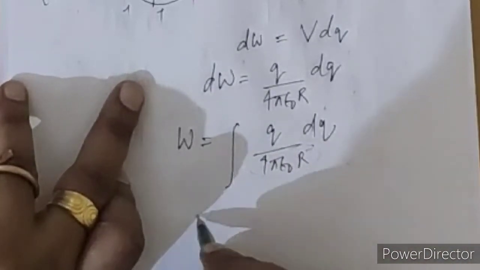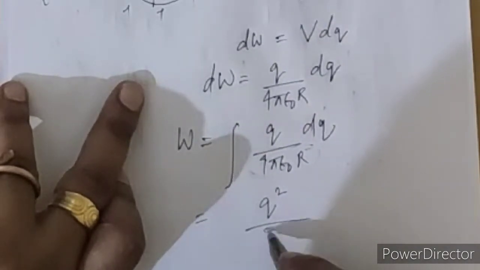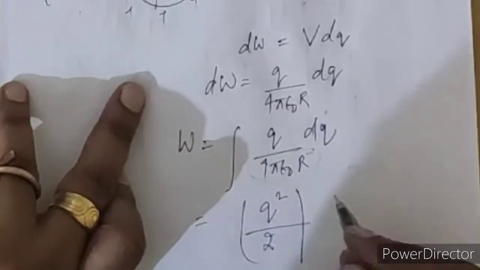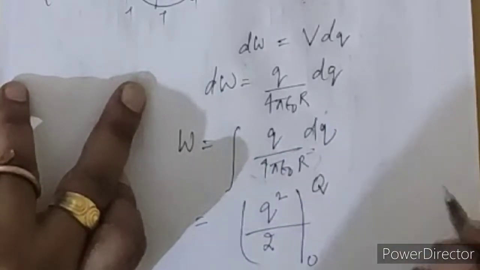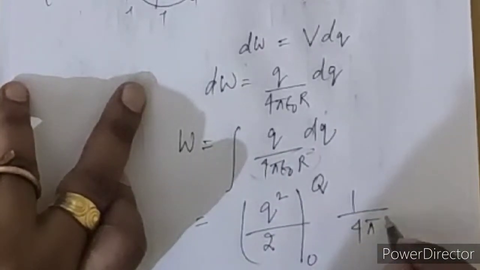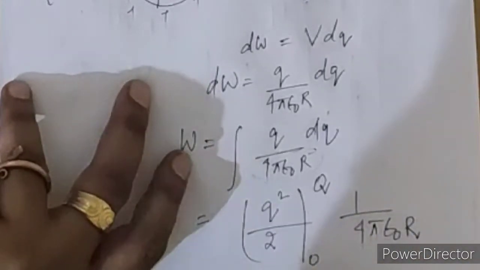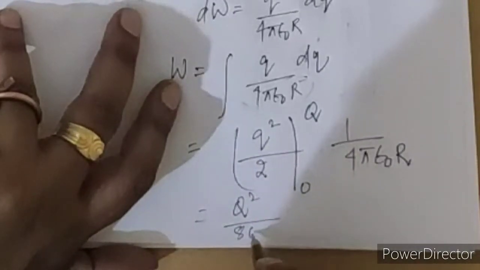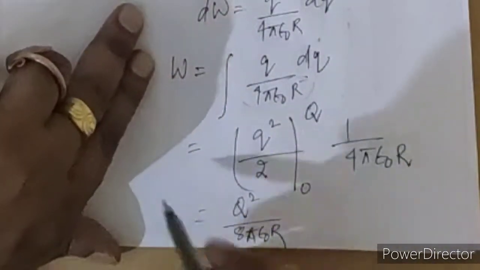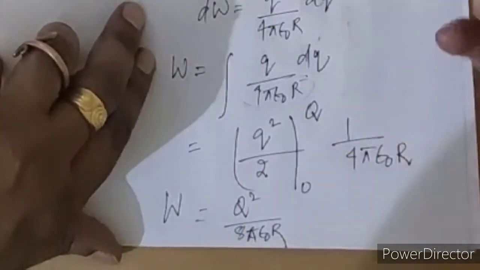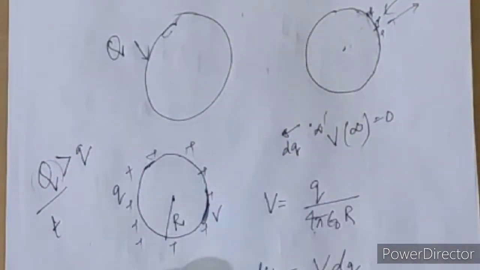This portion is constant, you can bring it out, and then the integral of q dq becomes q square by 2, and the limits are from 0. Initially 0 charge was there and final charge is capital Q, and the leftover part is 1 over 4 pi epsilon naught R, that is constant. So this becomes Q square over 8 pi epsilon naught R. So this is the work done which the external agency will do in bringing this capital Q amount of charge from infinity to this shell.